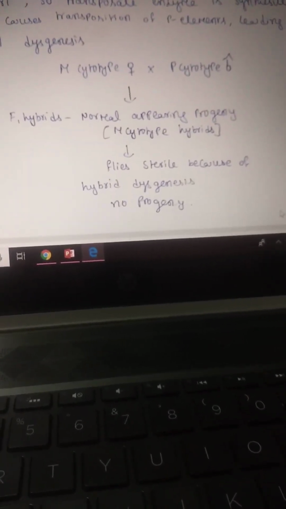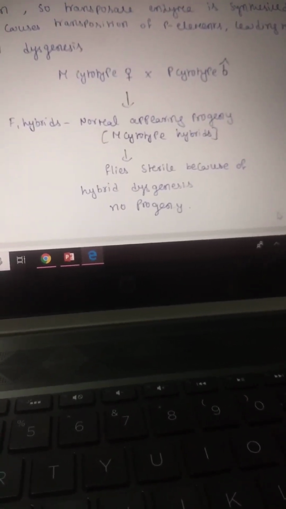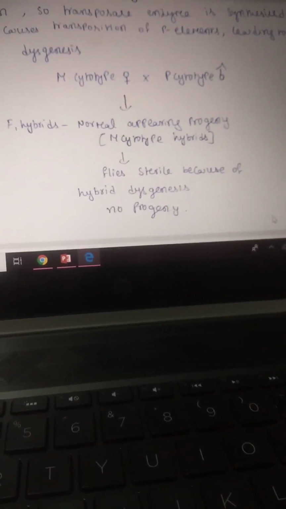Okay, this is the first cross, M cytotype and P cytotype. M cytotype is without P element, P cytotype is with P element. So before going to this cross, you need to understand flies are the cell which has P element.